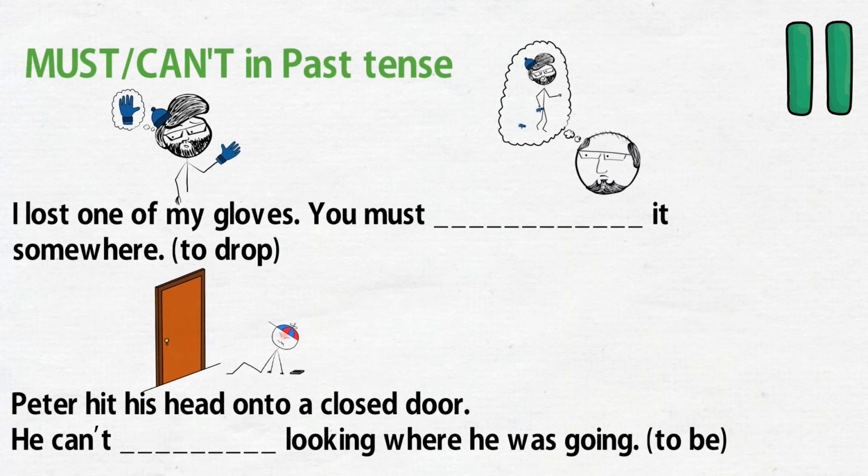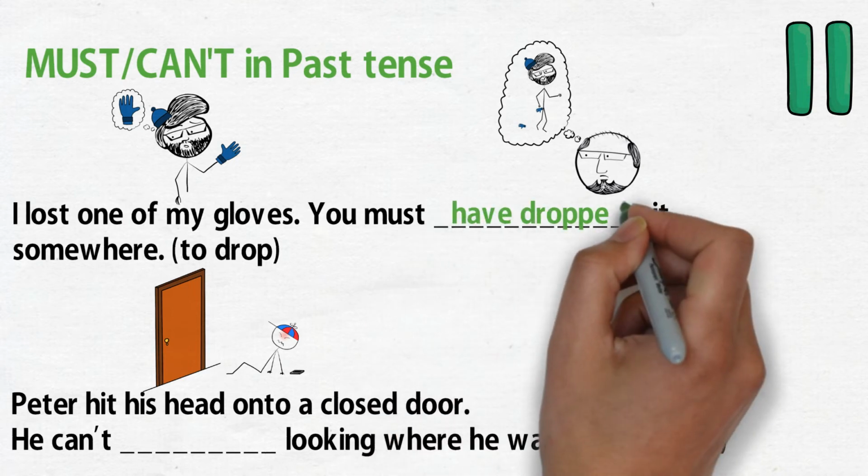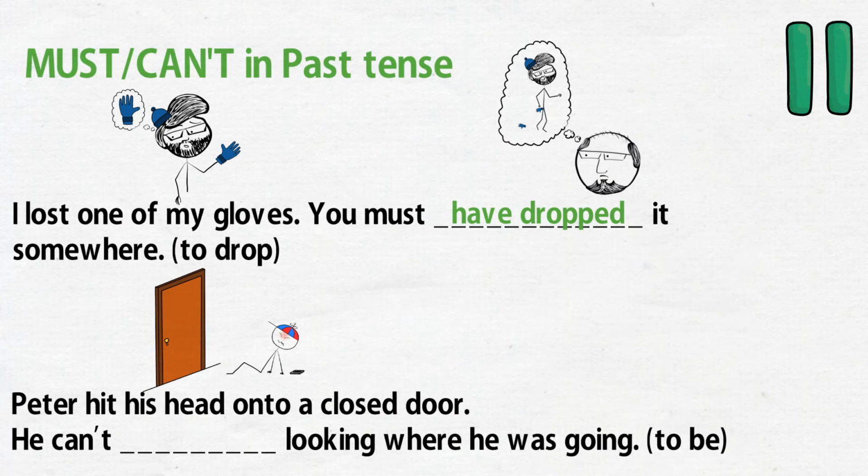I lost one of my gloves. You must have dropped it somewhere. He ran into a closed door. He can't have been looking where he was going. As you can see here, the structure is a bit different. Both must and can't were followed by have. And then in the first example, we have past tense of the verb to drop. In the second example, we have been, which is the past participle form of the verb to be.